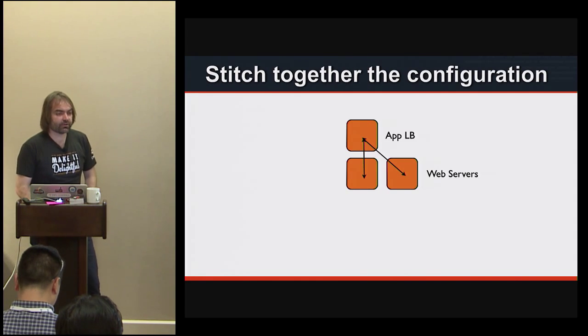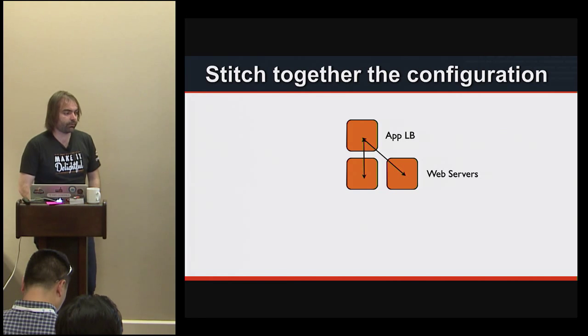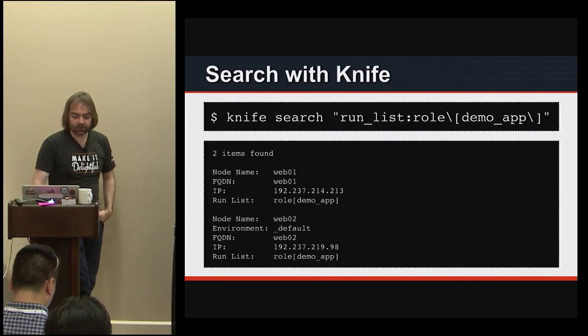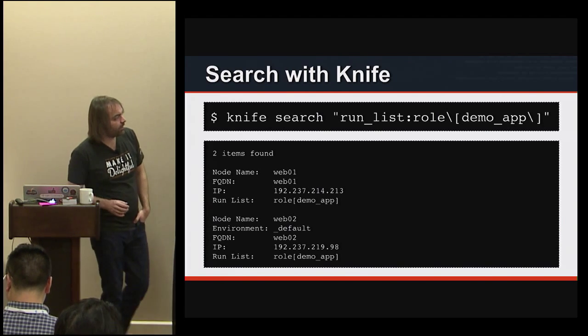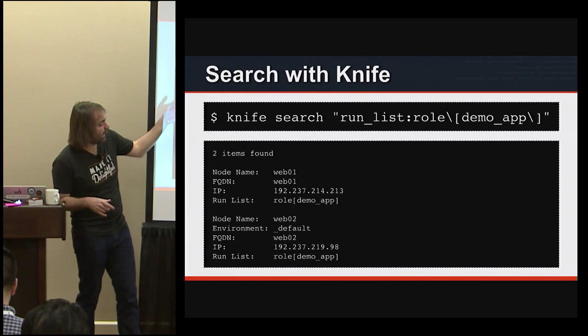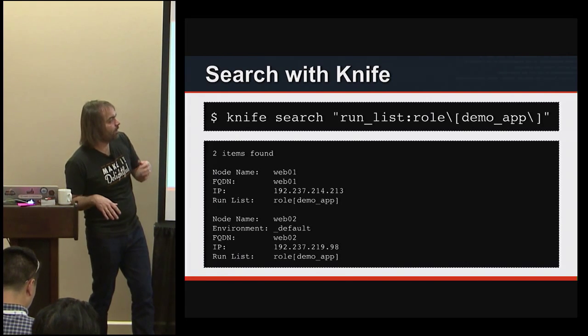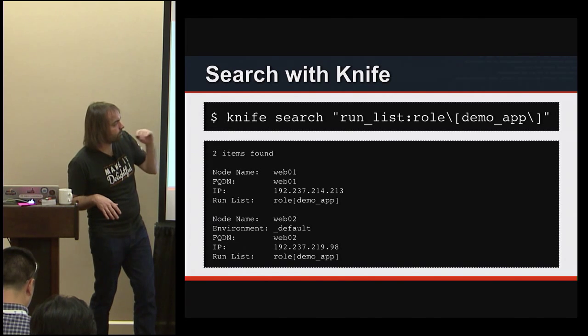So let's talk about search a little bit. If we wanted to stitch these three servers we just created together, we can do search. If we run knife search and the item that we want to search on, then you'll actually get back nodes. And we're going to do all of this, so I'm just setting things up for you.